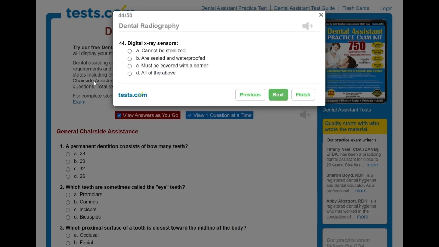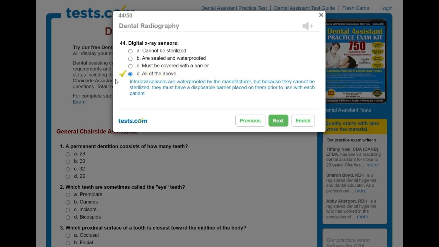Question 44. Digital X-ray sensors: A. Cannot be sterilized. B. Are sealed and waterproofed. C. Must be covered with a barrier. Or D. All of the above.